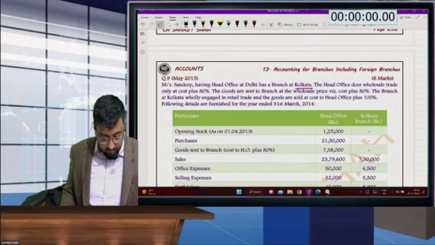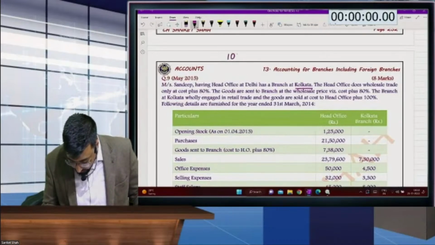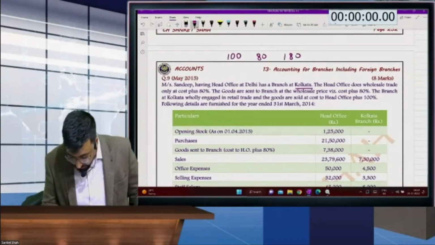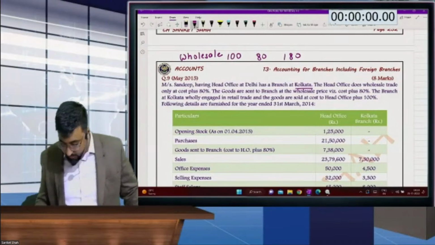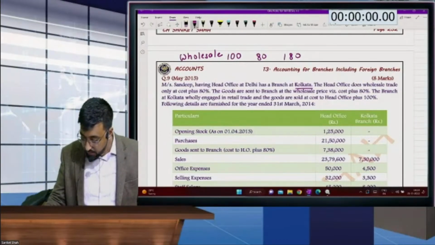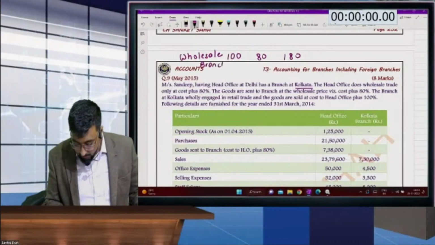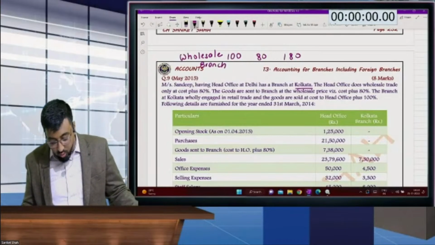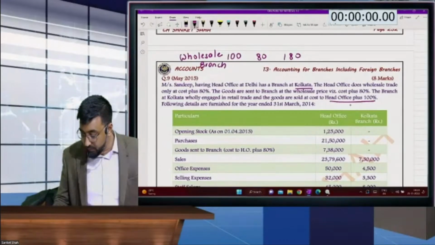Now, cost 100, 80% means 180. This is for wholesale trade. And goods sent to the branch are at wholesale price plus 80%. Okay, that means this is the price for the branch as well. The branch at Kolkata is wholly engaged in retail trade, and the branch is selling goods at cost plus 100%.